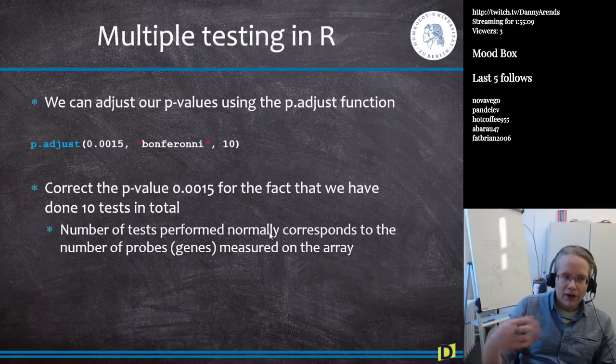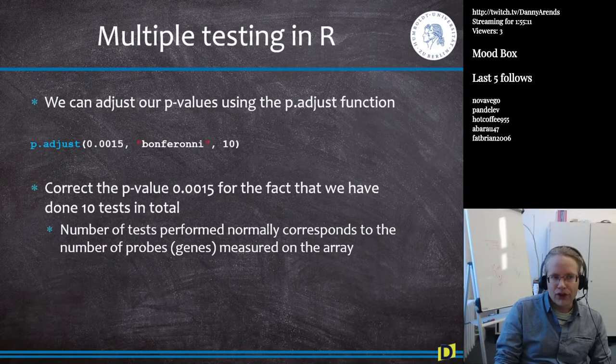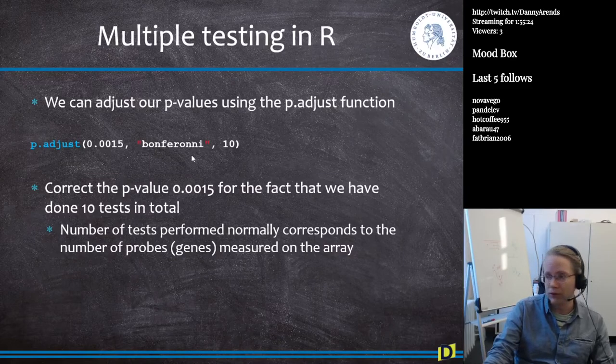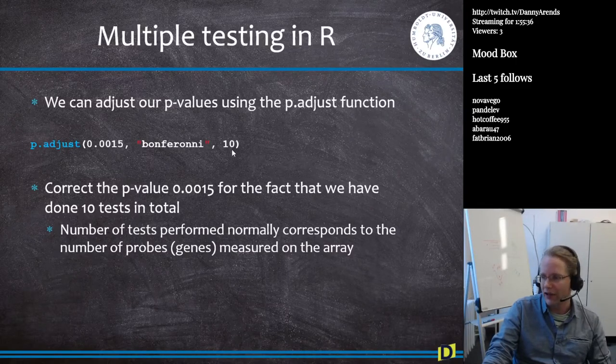So in R, when we want to do multiple testing adjustment, we can use this p.adjust function. And the p.adjust function has 3 parameters. The first parameter is the p-value that you got. The second parameter is the type of adjustment that you want to do. For example, I want to minimize my type 1 errors, so I'm going to say Bonferroni. And then the third parameter is the total number of tests that you did. So in this case, I say that I did 10 tests, right?